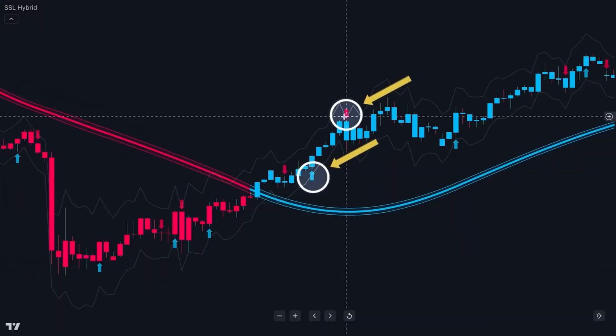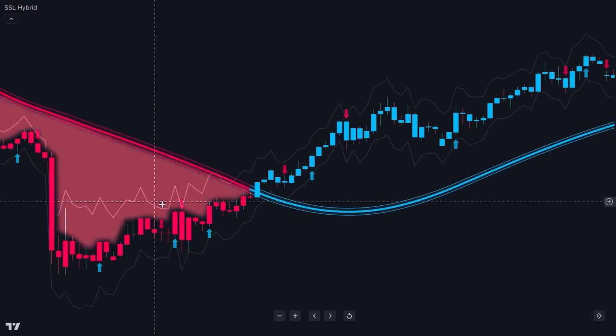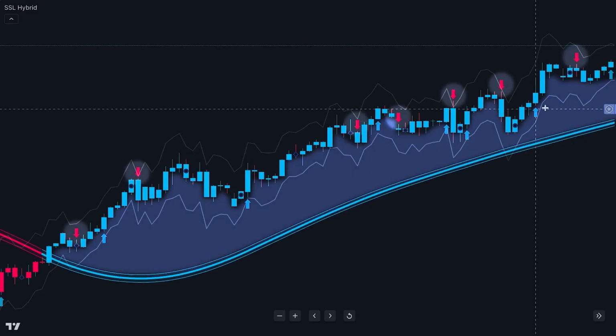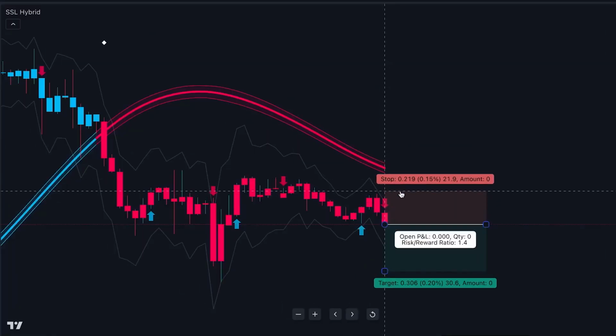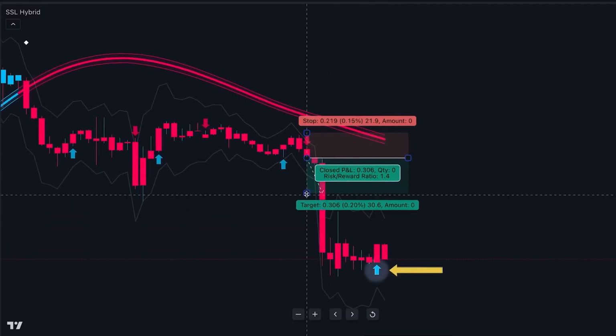The arrows are buy and sell labels, and these are independent of the baseline, meaning if the baseline shows a bearish trend, you might still receive bullish signals, and if the baseline is bullish, you will still receive bearish signals. This is because they can also be used as exit signals, depending on how you are trading with the indicator.